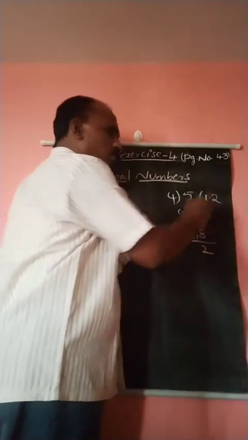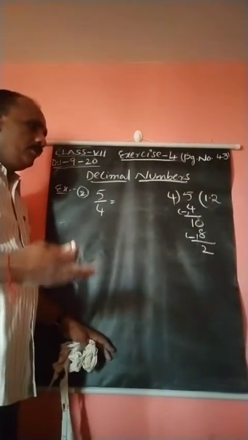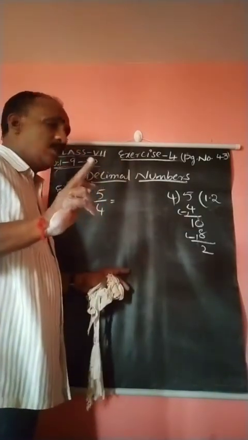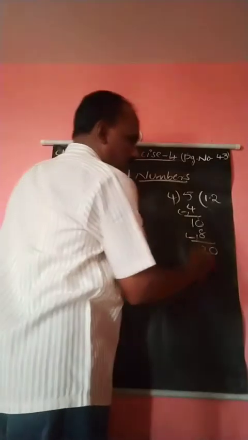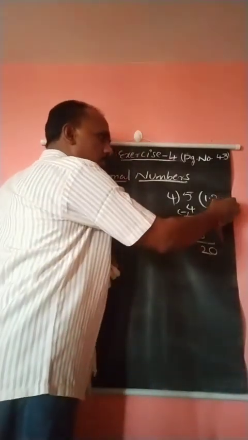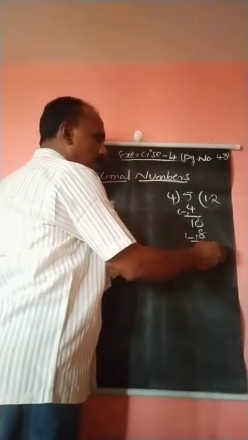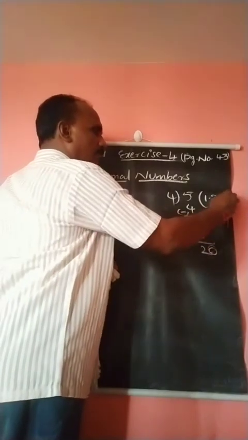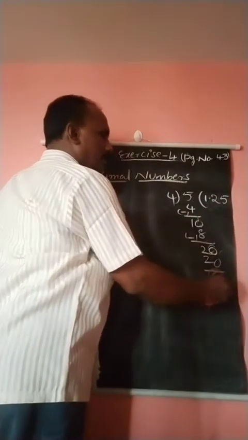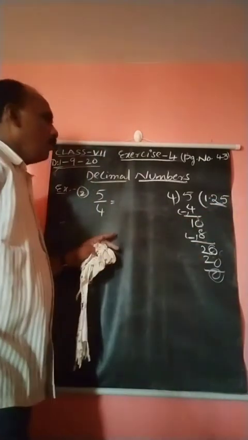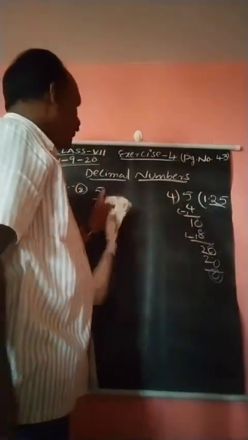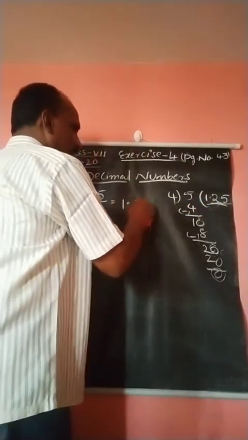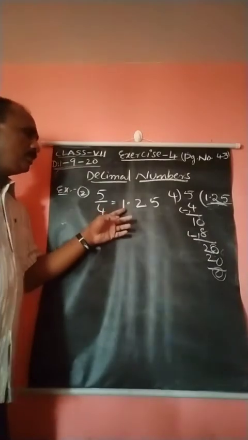Once you put the point there, you can keep as many zeros as you need. So I keep one more 0 here, 20. In the 4 table, 4 5's are 20. So 5 by 4 means the quotient is 1.25.